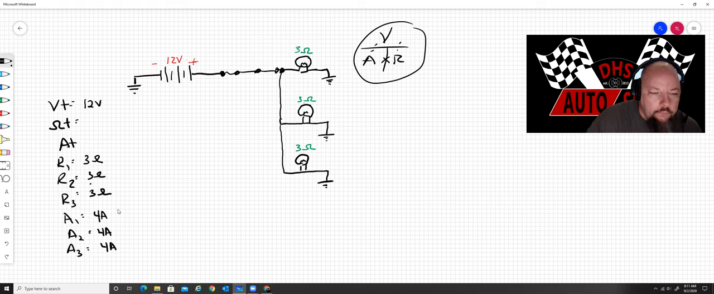Now, currents in a parallel circuit all add up. So I have 12 amps total, meaning our resistance total is going to be easy to figure out, because all we have to do is 12 divided by 12. Remember our Ohm's law pie over here, right? If I'm missing my resistance value, volts divided by amps, okay? So volts divided by amps, 12 divided by 12, leaves us with 1 ohm of total circuit resistance, right?